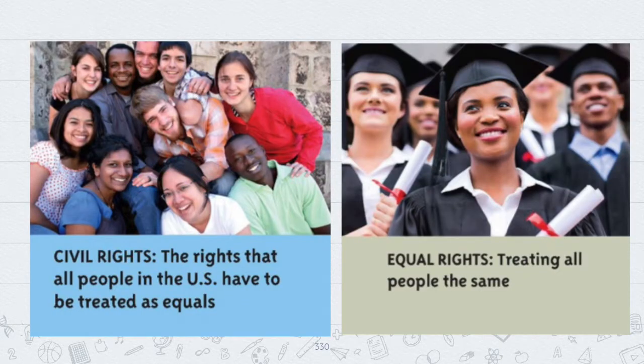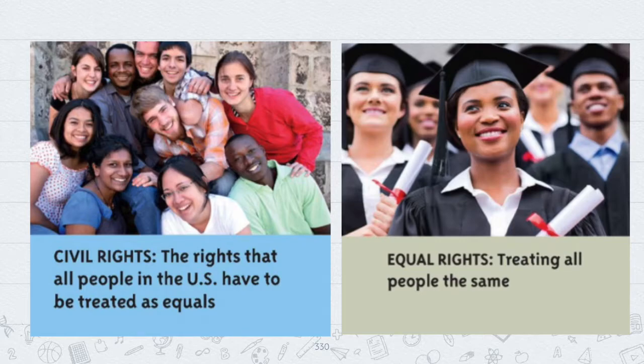So let's get started. For us to understand the concept of the word equality, we have to start with the word civil rights. Civil rights are the rights that all people in the United States, in the US, have to be treated as equals. And the word equal sounds a little bit like equality, so I'm giving you a little hint of what the word might mean. So equal rights means treating all the people the same. Everyone should be treated the same.